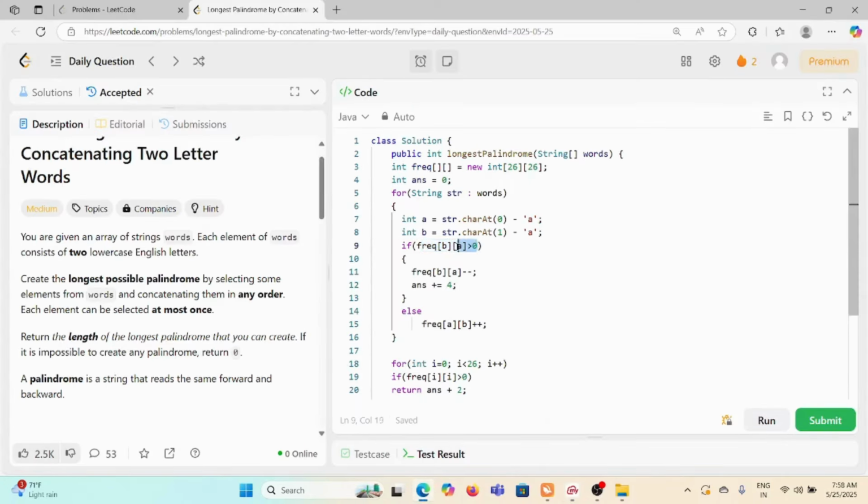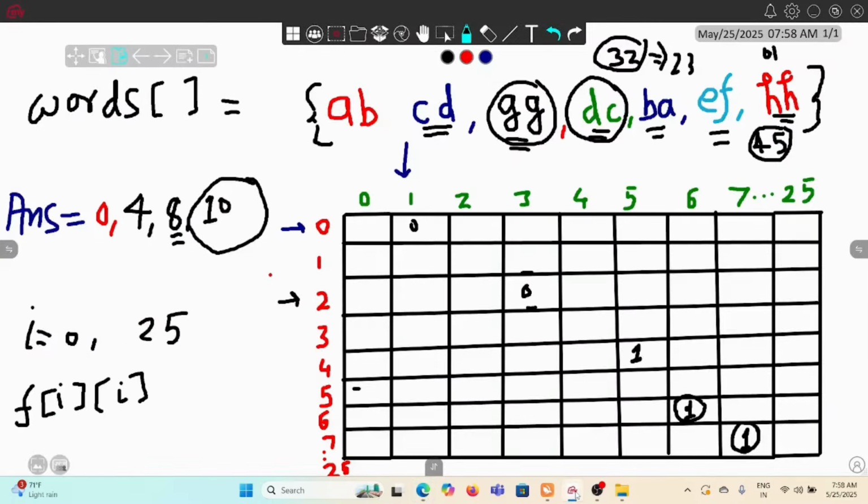If the opposite coordinate is already greater than 0, that means it has already occurred. So that is why I am decreasing that frequency by 1, and in answer I am increasing by 4, right? So all the opposite things would be nullified here. Otherwise, if it is coming first time, we are adding that frequency by 1 into our frequency array.